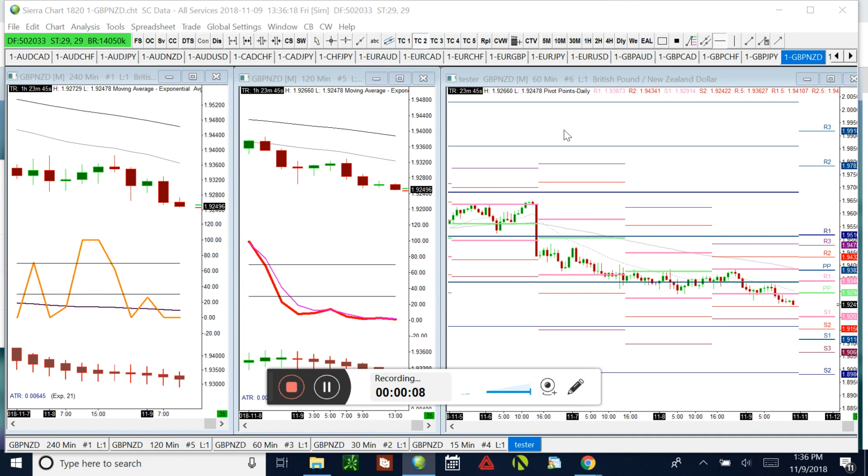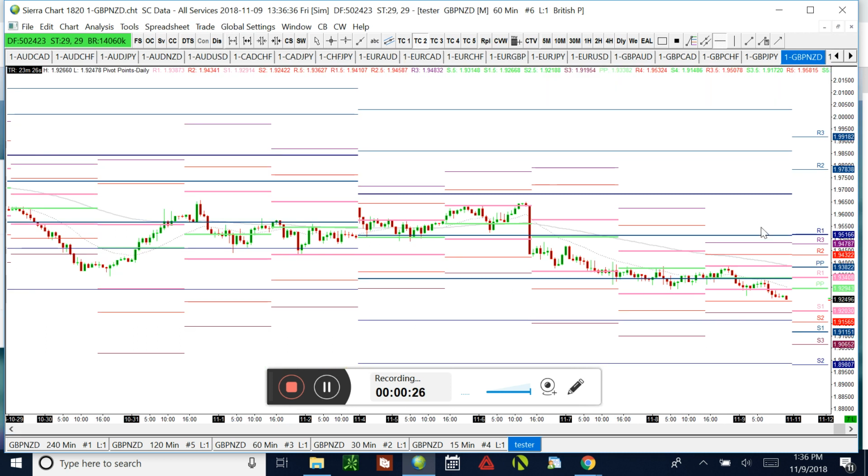I've got my chart all set up. We've got our 240-minute, our 120-minute, and our 60-minute chart, and today we're looking at the pound New Zealand. Now what we're going to do is go back and do some back testing, focusing on our daily pivot trades, and we're going to be primarily doing that with our 60-minute chart here.